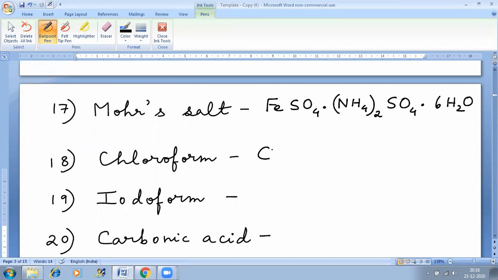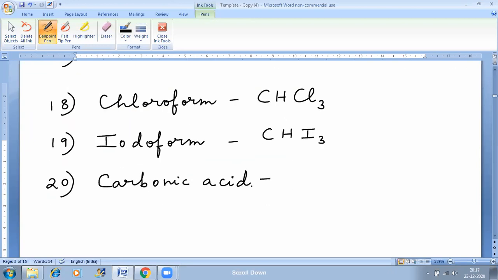18th one: CHCl3, chloroform. Now what should iodoform be? CHI3. Just replace chlorine with iodine. That's all. What should bromoform be then? CHBr3. Correct. So iodoform is CHI3, chloroform is CHCl3, bromoform is CHBr3. Carbonic acid: H2CO3. Okay.